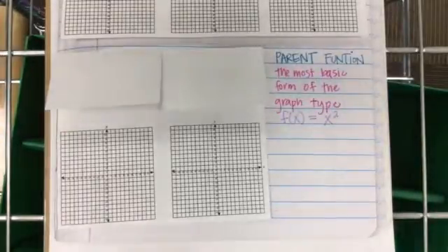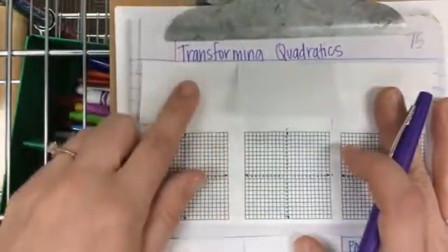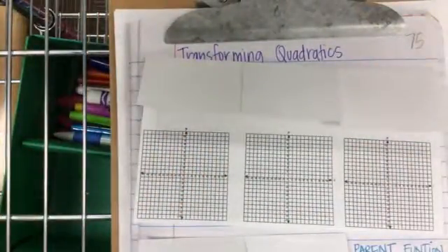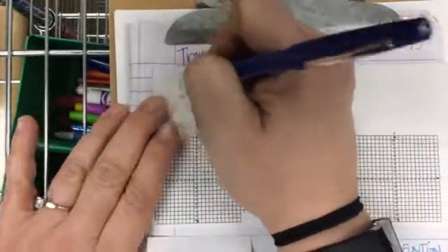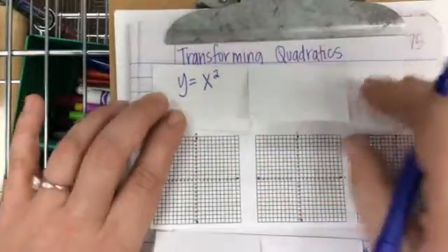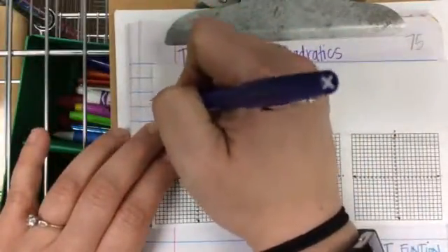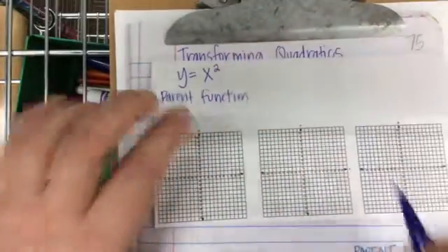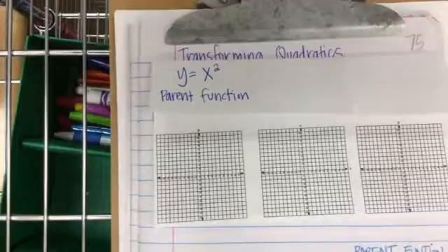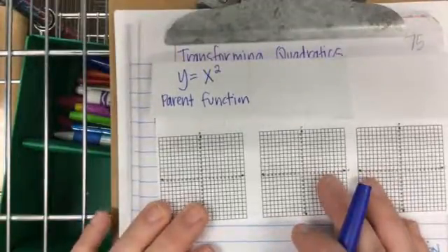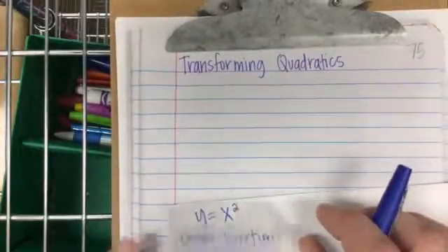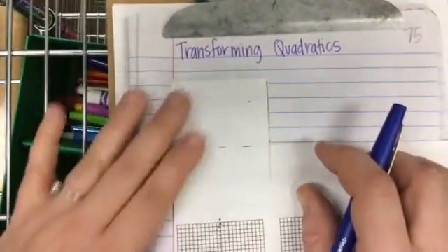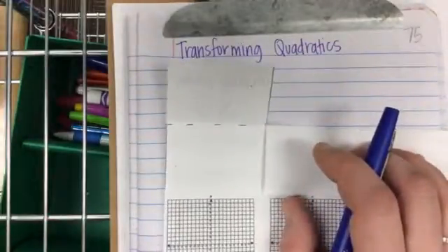So let's go up to graph number 1, spot number 1, and we are going to graph the parent function. So we're going to do y equals x squared. And I'm going to say that this is the parent function. And this space, when I flip this open, this is where I can show my work to get my graphing.